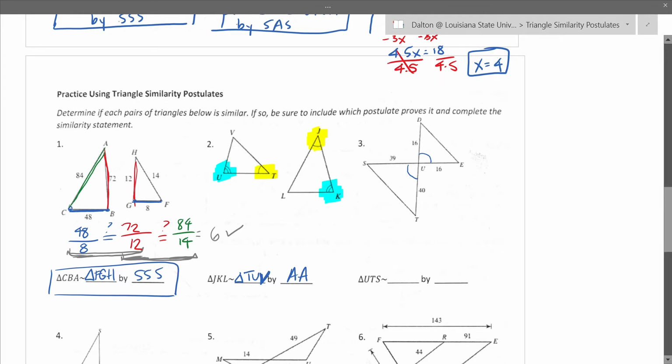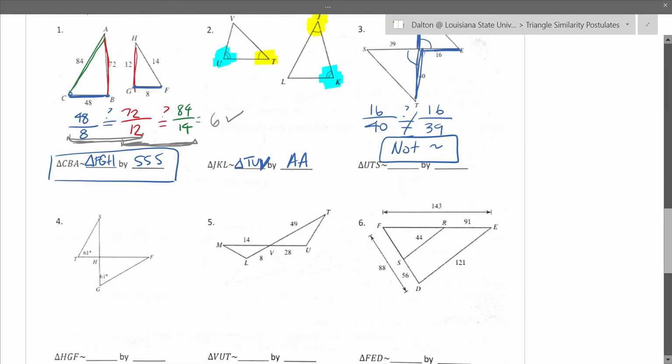Let's compare 16, so this side, to, now here's the tricky part, 16 actually corresponds to 40. Because these triangles weren't just flipped over each other, they were kind of rotated. So 16 over 40, and I want to know, does that equal the other length of the small triangle, 16, which corresponds to 39? Hopefully you know off the bat, whether you cross multiply or you divide, 16 over 40 is definitely not equal to 16 over 39, which means that they are not similar.